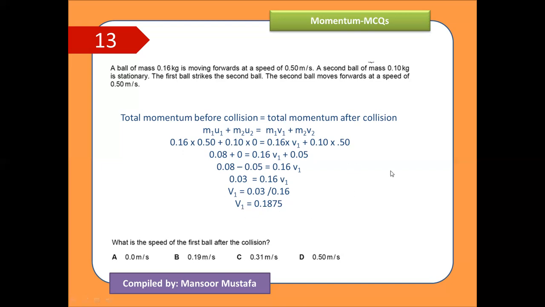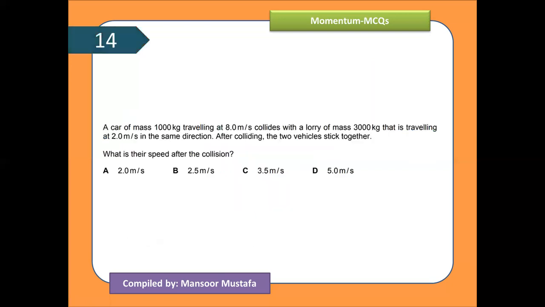Again, if you are finding the difficulty, just pause the video and look for the solutions, then you will have idea how we have calculated the value of v1. So that is 0.1785, and if we round off that value, so we'll get an answer 0.19 meters per second. That is the correct option.